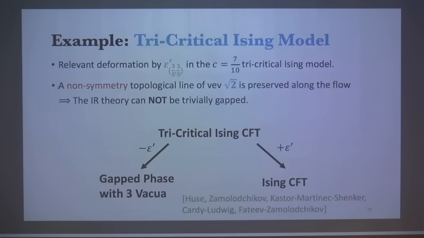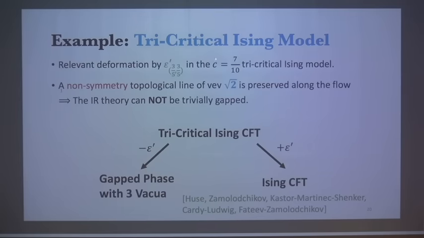Let's apply this theorem to some examples. Naively, you might think we can try to apply this theorem to the critical Ising model, where there's a L sigma non-invertible symmetry line. But in that case, both the energy operator and the spin field relevant deformation break the L sigma line. So there's not much we can say to test the theorem.